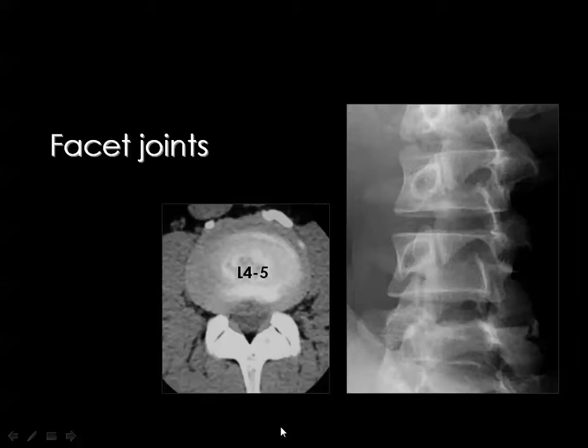Then for evaluation of the facet joints, which are the articulations between the superior articular facet of the vertebra below and the inferior articular facet of the vertebra above, this facet joint is bone, and you cannot evaluate it in the soft tissue window unless you will make some mistakes, because the evaluation of the facet joint is directed mainly for the detection of osteoarthritis. And one of the main manifestations of osteoarthritis is narrowing of the joint space. If you look here, you may say falsely that the joint space is narrowed, which is not the case.